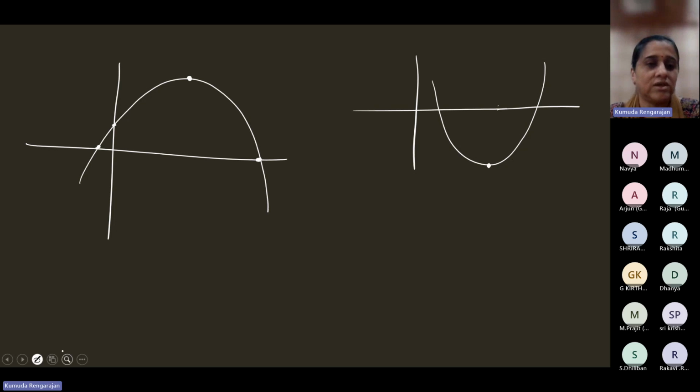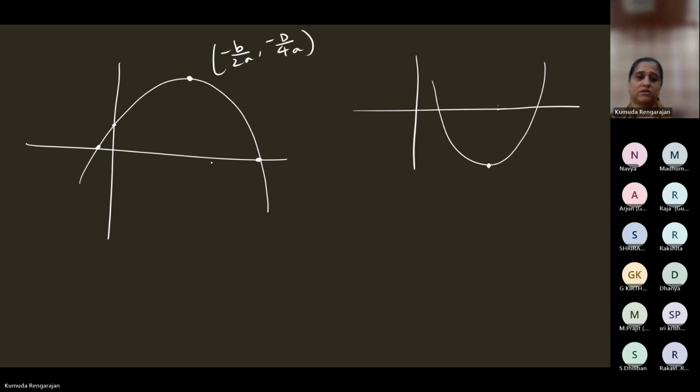Now the coordinates of this point are given by minus b by 2a, comma, minus D by 4a. Now this becomes important, so you will have to remember this. How you will see it in 11th standard, it's not part of the teaching session for 10th standard. But since the questions based on this are found in case study based questions, we have to go into this. Every point on this parabola is given by some address.